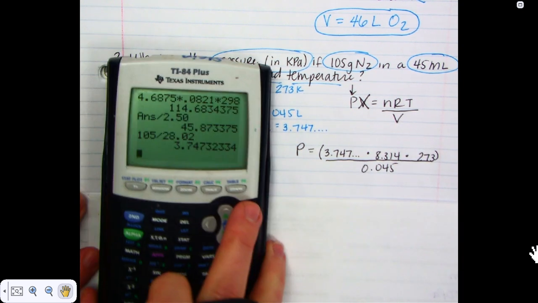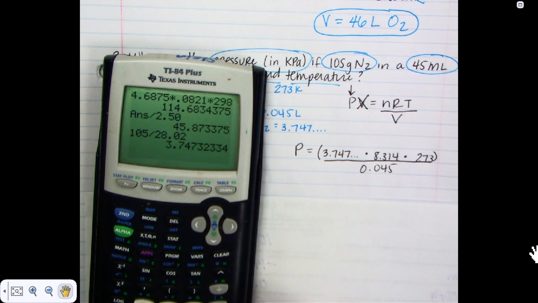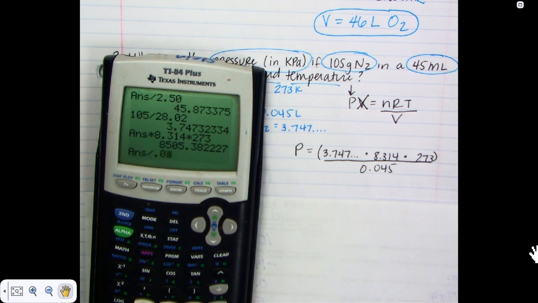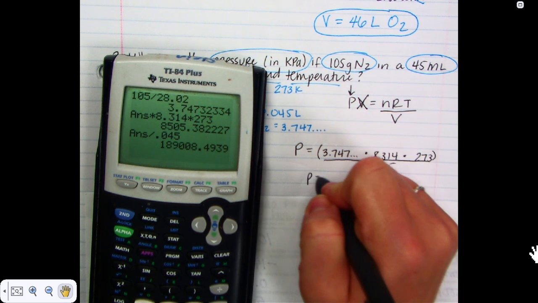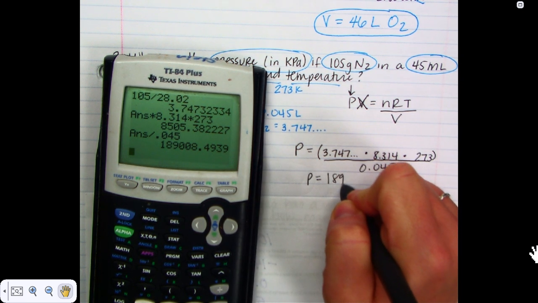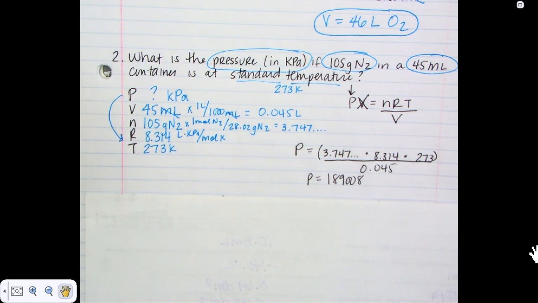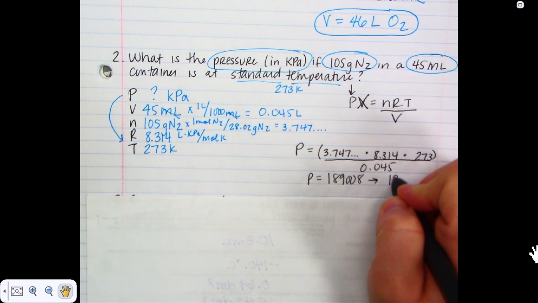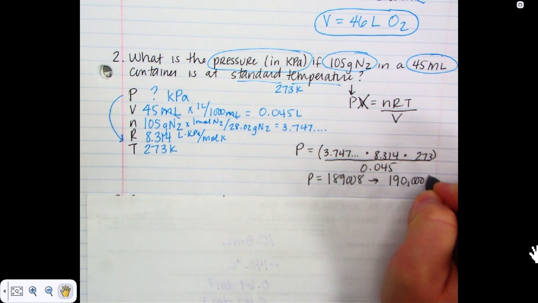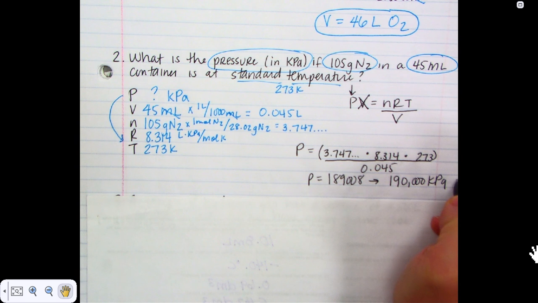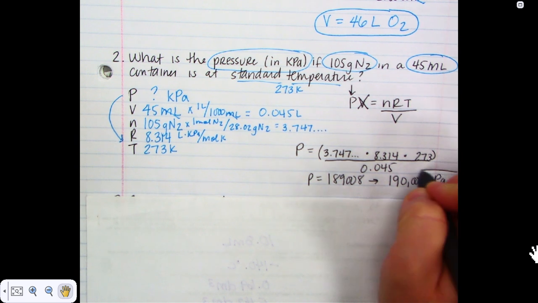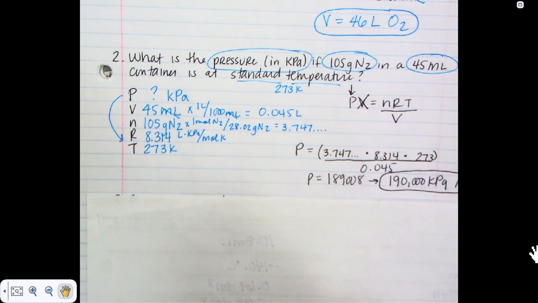All right, and then calculating, I already have my moles in the calculator, so times 8.314 times 273 divided by 0.045, and that gets me a pressure of 189,008. Okay, sig figs. Looks like I can keep 2, so 190,000 kPa, and our substance is N2. So that's the specific pressure of the N2.